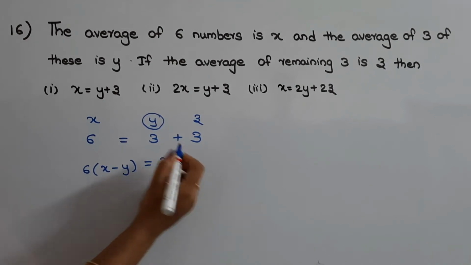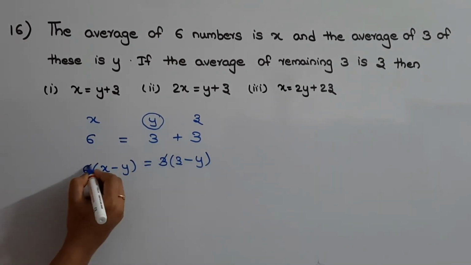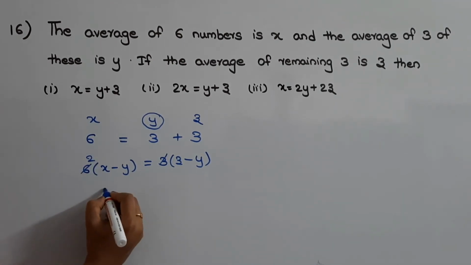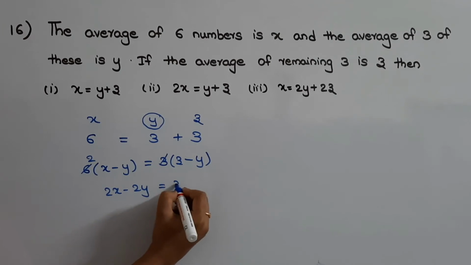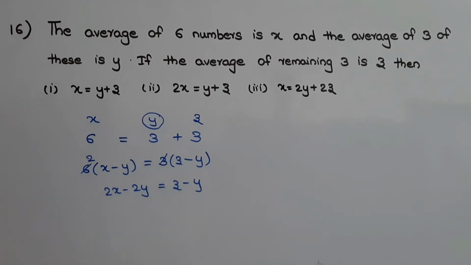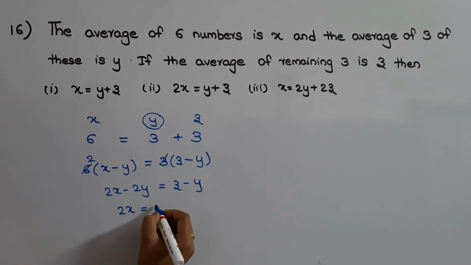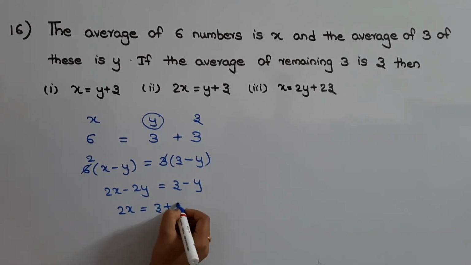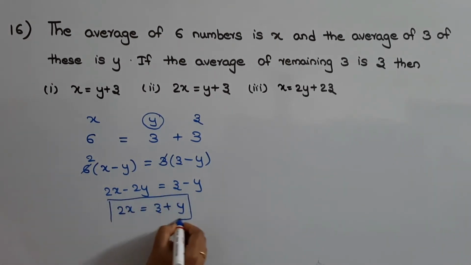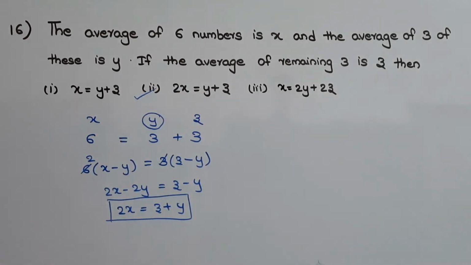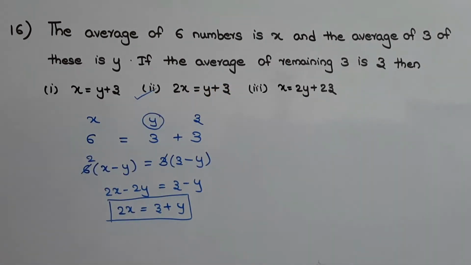average and reference average. Now solving this equation we will get 2x minus 2y is equal to z minus y. So that is 2x is equal to z plus y. So this is the answer. So the second option is the right answer: 2x is equal to y plus z.